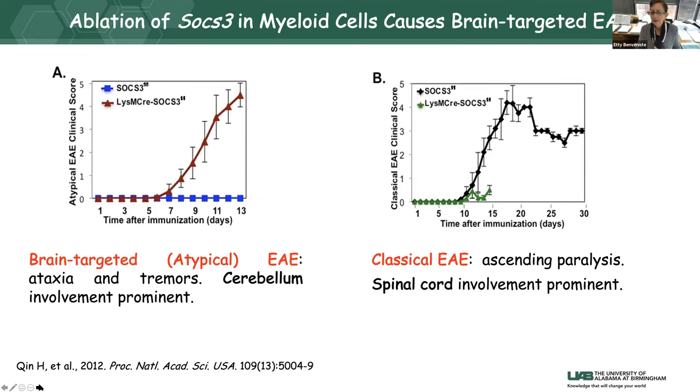What's shown in panel B is that the control mice, SOX3 floxed with MOG immunization, exhibit the classical EAE pattern that I showed you previously. However, the mice deficient in SOX3 in myeloid cells did not. Rather, as shown in panel A, they exhibited a different type of EAE that's called atypical or brain-targeted. These mice exhibit not the hind limb paralysis, but rather ataxia and tremors, and the cerebellum is involved more so than the spinal cord.